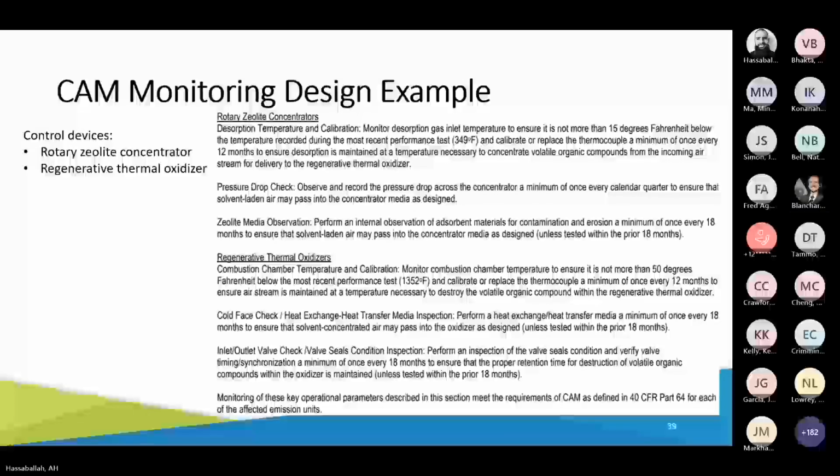But there should be more in-depth monitoring with regards to how often the temperature is taken and averaged, which should probably be mentioned somewhere else within the CAM plan, and it's just not included in this example per se.